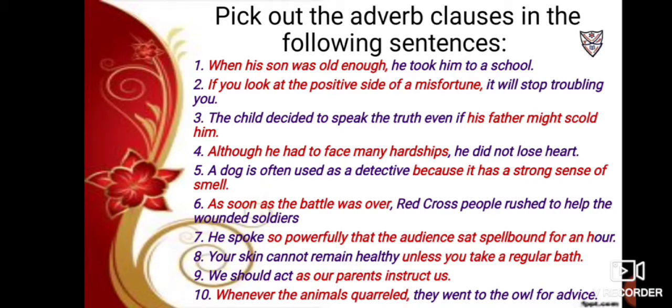So when his son was old enough, he took him to school. This shows time: when his son was old enough. Next, if you look at the positive side of a misfortune, it will stop troubling you. Here if gives the condition, so it's an adverb clause giving you the condition.